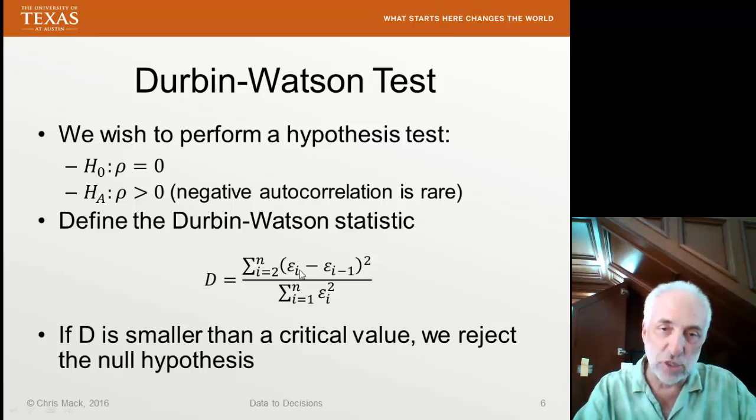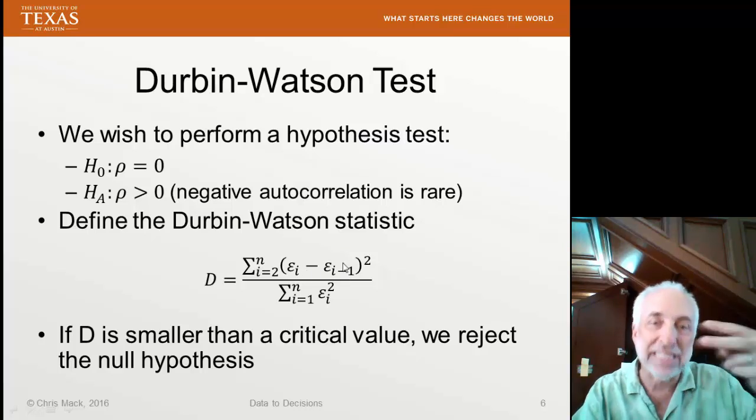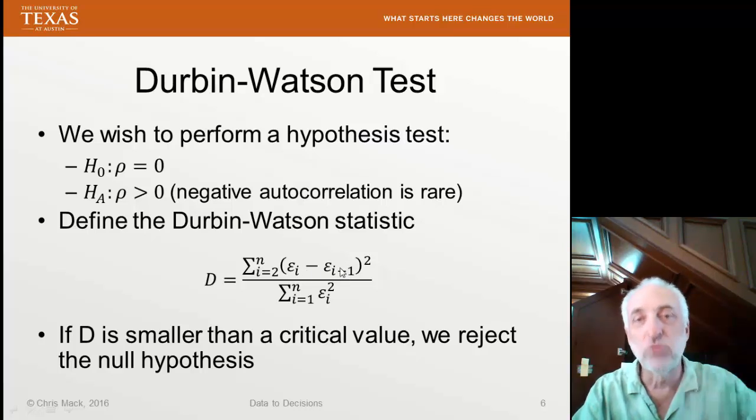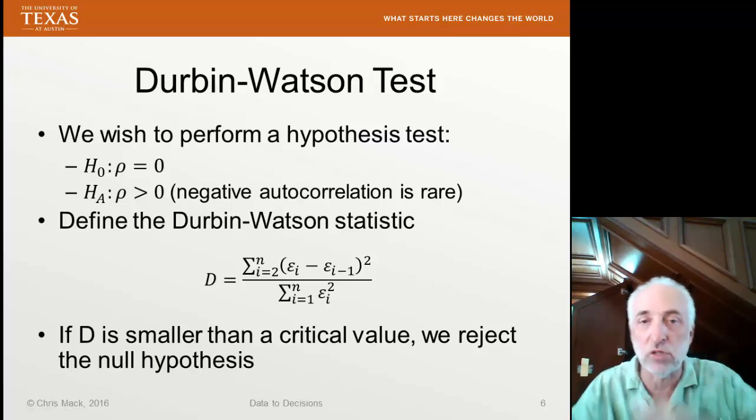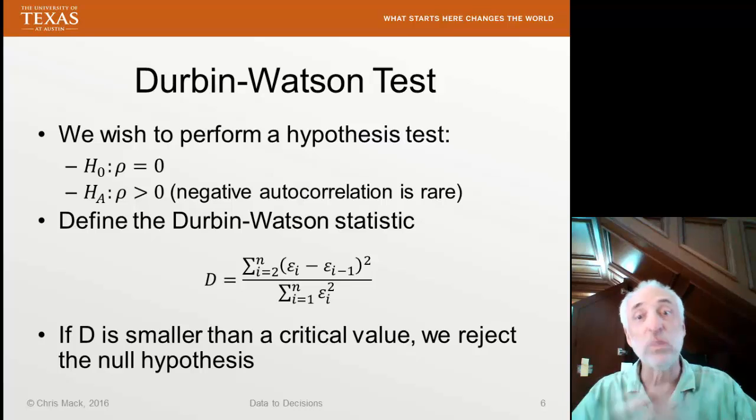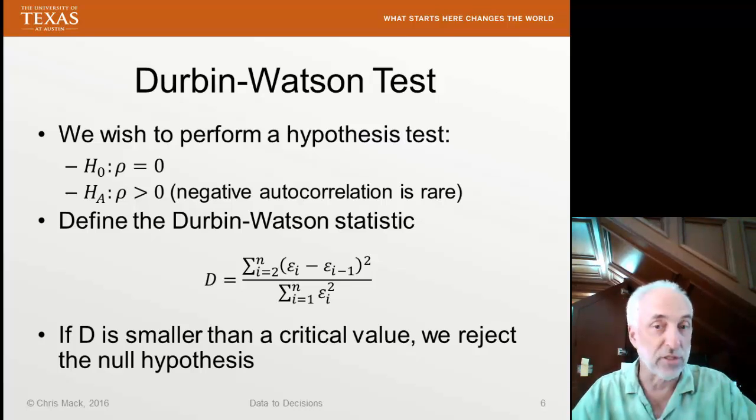So we take each residual and subtract off the previous residual. So it's the gap or the distance between two neighboring residuals. We take that quantity squared and we sum up all of those differences. We divide that by the sum of square errors, the sum of all the residuals squared.